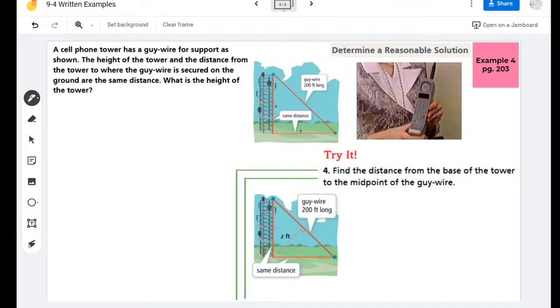In today's video, I'm covering example 4 from section 9-4 in the SavvasRealize Algebra 1 textbook. The goal of today's video is to determine a reasonable solution. So we're trying some real-world problems.